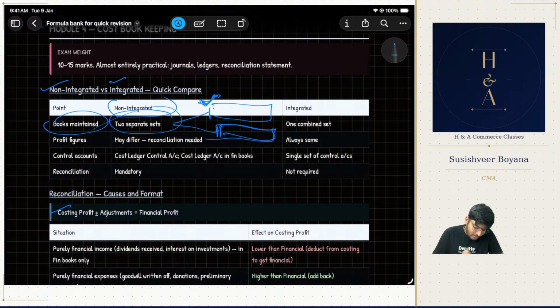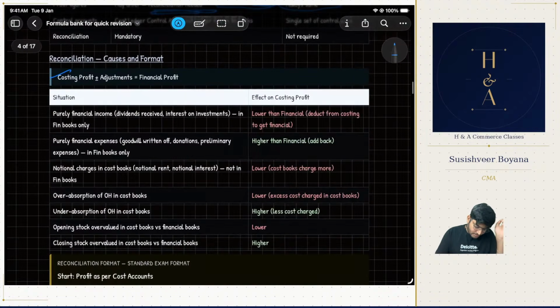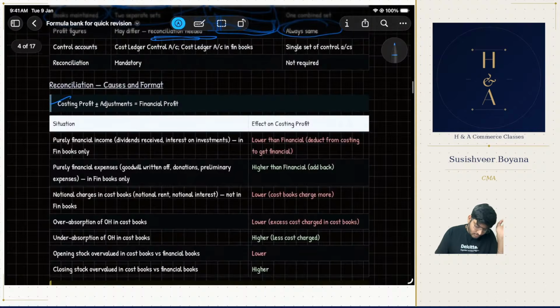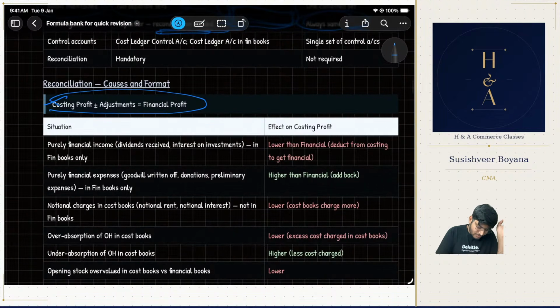A lot of times, whenever there are non-integrated books, that is when we'll have to do a reconciliation. When they're all maintained under one set, profit in the end is always going to be the same. So you have to understand the reasons and then evaluate their impact on costing profit or financial profit. Let us look at this. Adjustments is what we're going to look at.